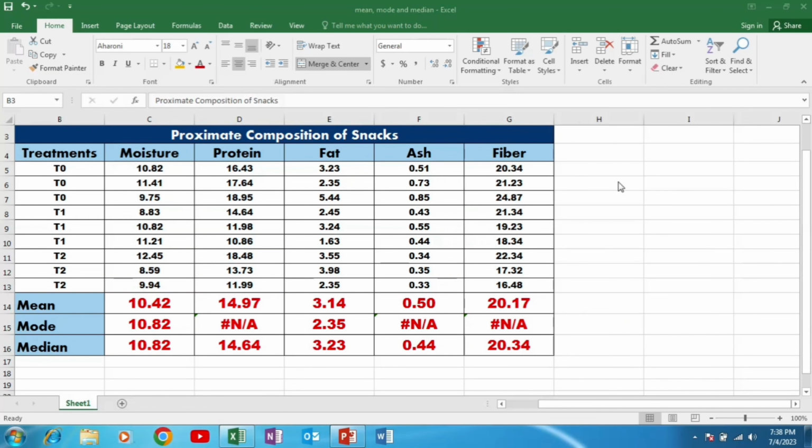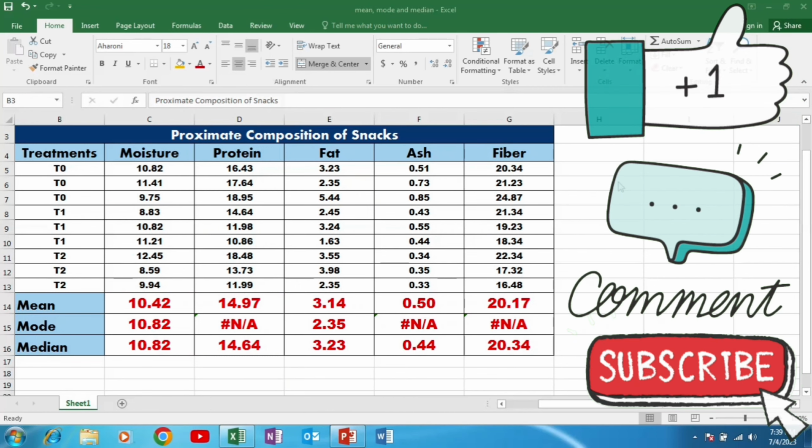And there you have it. In this tutorial, we learned how to calculate mean, mode and median using Microsoft Excel. These statistical measures can provide valuable insight and help you analyze data efficiently. Remember, Excel offers a wide range of functions and capabilities for working with data, so continue exploring and experimenting with the powerful tools.